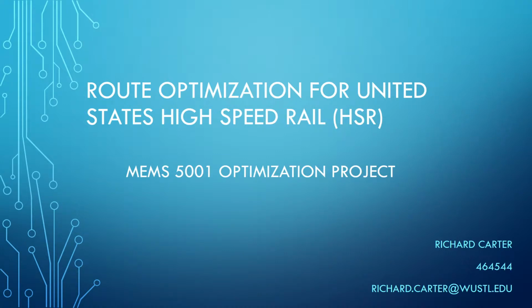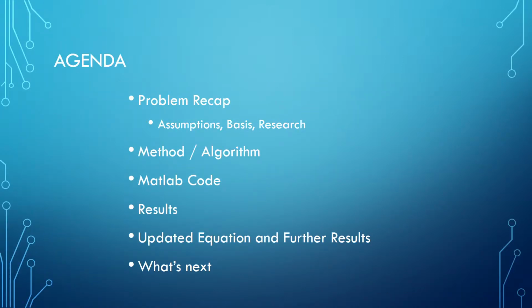This is my final project video, Route Optimization for United States High-Speed Rail. The agenda for this video is to discuss the problem, my assumptions, and research. I will show the method, MATLAB code, final results, and discuss future plans.